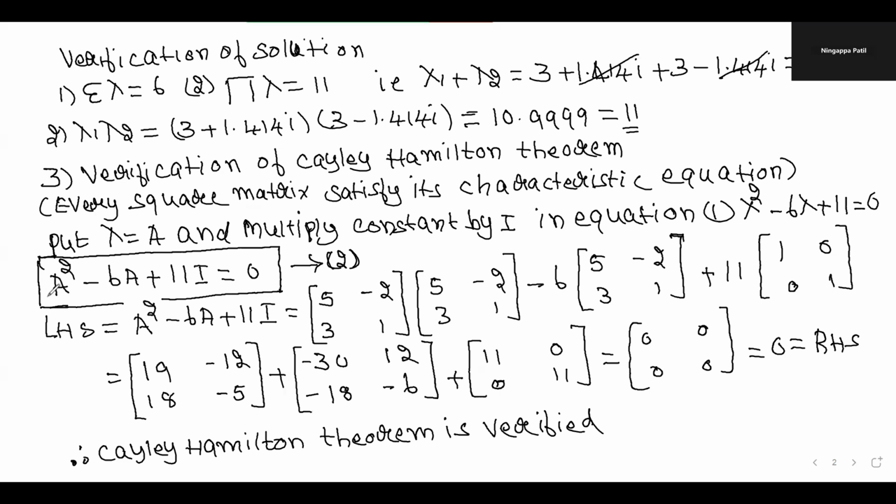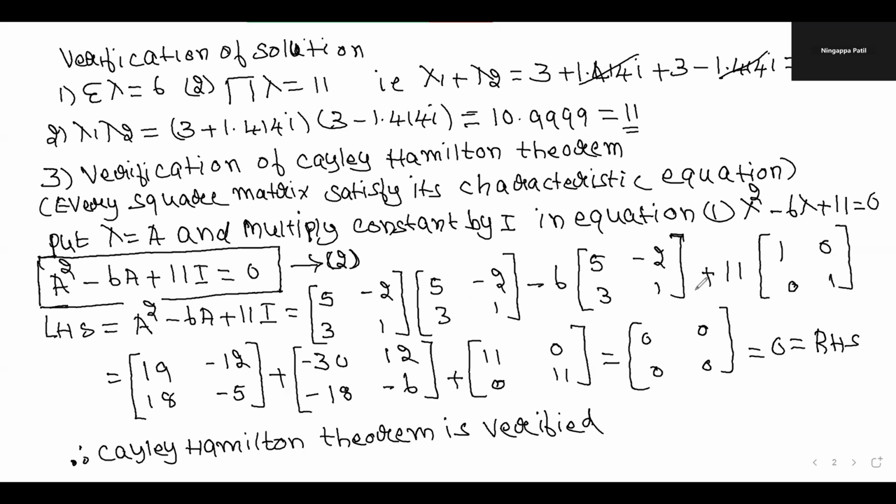Then, look here, LHS equal to RHS, 0 you should get. Take the LHS: A square minus 6A plus 11I. And look here, A square means A into A: [5, -2; 3, 1] and in another [5, -2; 3, 1]. And minus 6 into A.